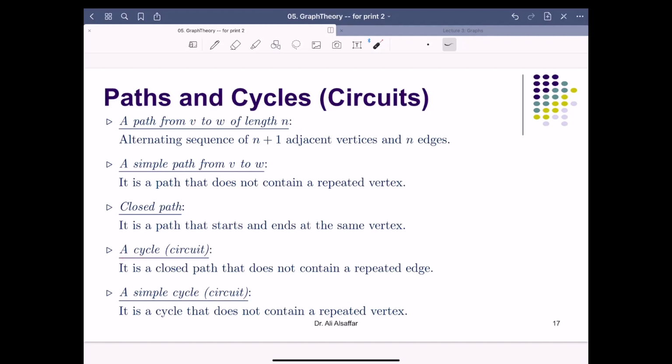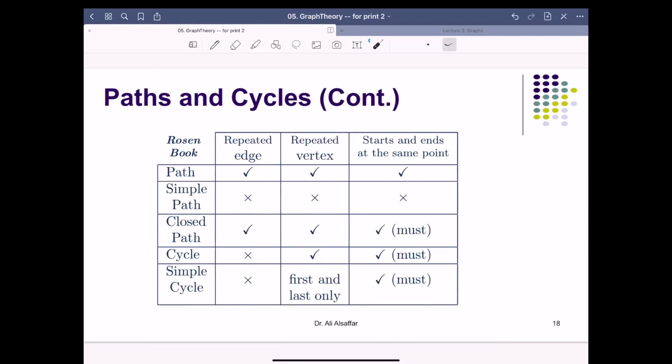Now, a cycle should be a closed path, but you are not allowed to have repeated edges. Finally, a simple cycle is a cycle, that means no repeated edges, but you are also not allowed to have repeated vertices. To summarize the definitions, we have a table. Here: path, simple path, closed path, cycle, and simple cycle. And here, whether edges are allowed to be repeated, whether vertices are allowed to be repeated, and whether it starts and ends at the same point.